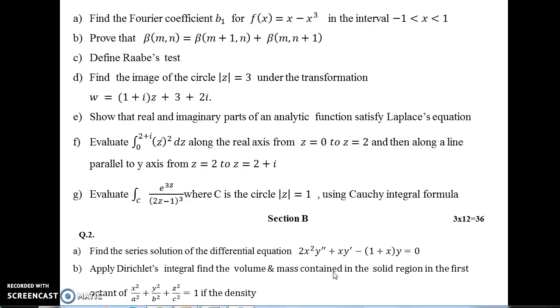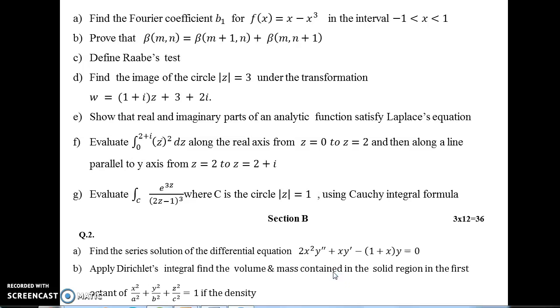In the next part, show that the real and imaginary parts of an analytic function satisfy Laplace equations. What is the Laplace equation? That is del square u upon del x square plus del square u upon del y square equal to 0. So write f(z) equal to u plus iv and then differentiate this and apply CR conditions. Then you can find out and you can solve these Laplace equations.